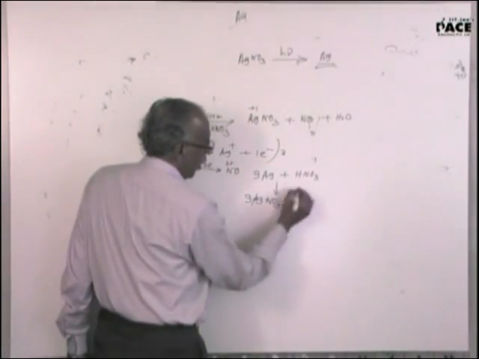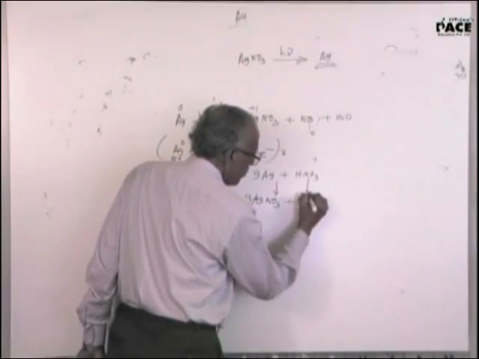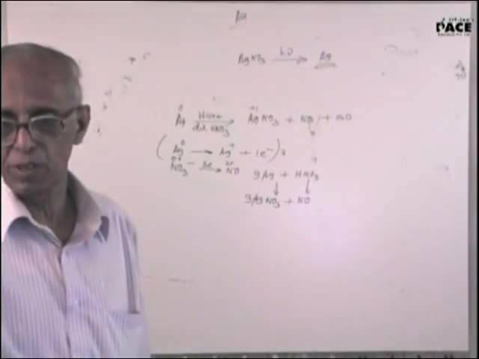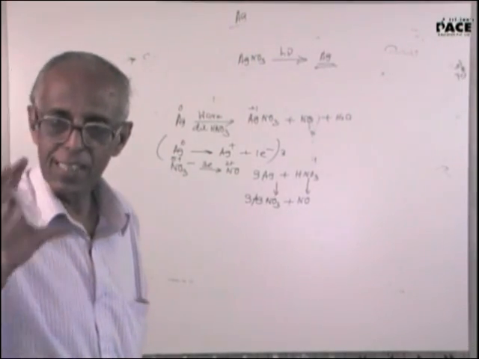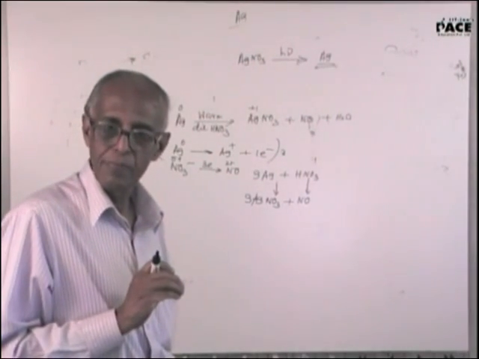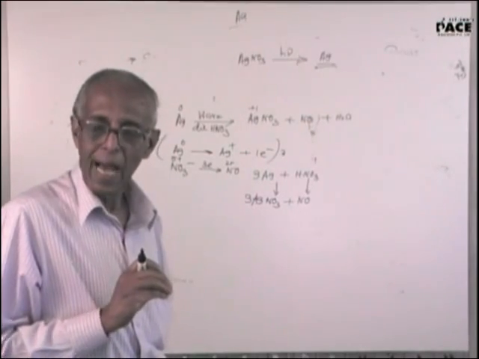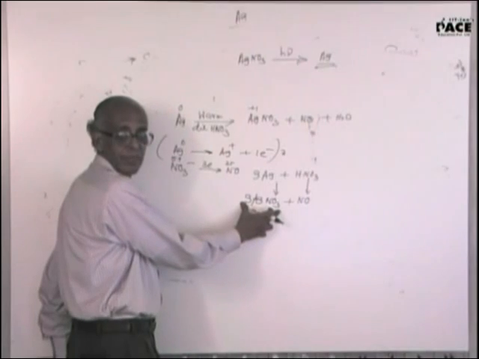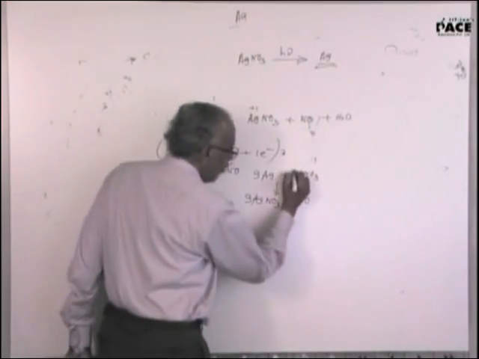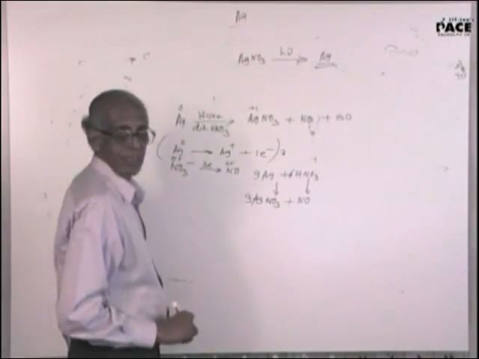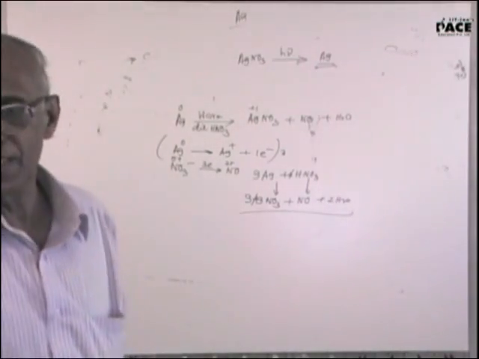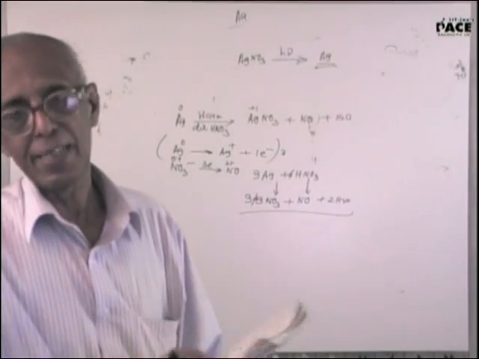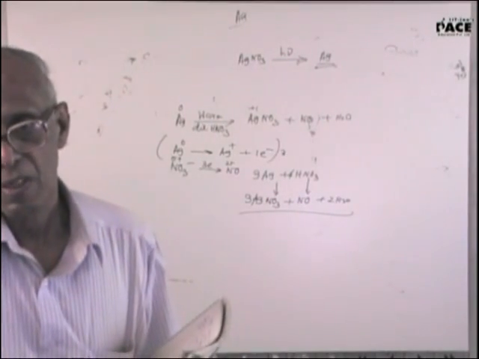Now, 1 mole of nitric acid gives 1 mole of nitric oxide. And I need additional 3 nitrate ions. So 4 moles of nitric acid. So 1 mole of nitric acid oxidizes silver to silver plus and gets reduced to nitric oxide.